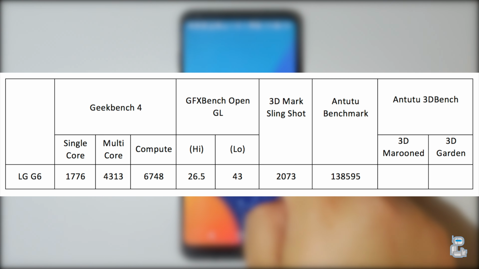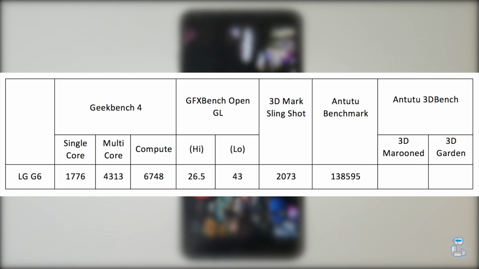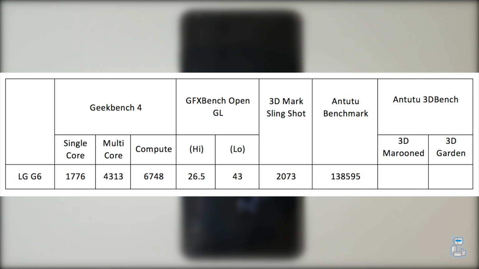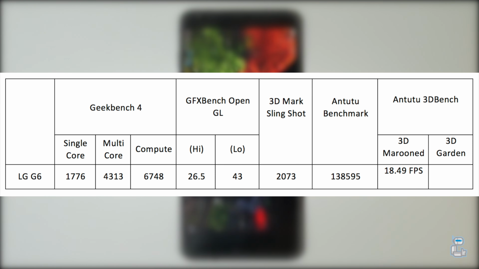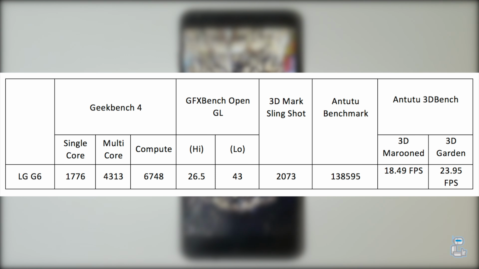And the final test, once again coming from Antutu, was to see how well the LG G6 could render out two different scenes. And for the first test, I did get a score of around 18.49 frames per second, whereas the second, I got a readout of around 23.95.